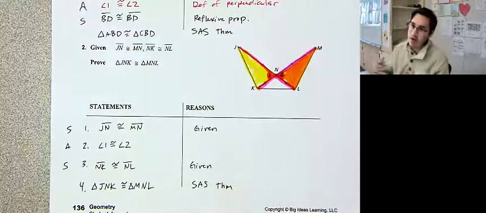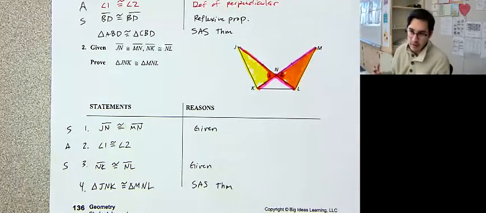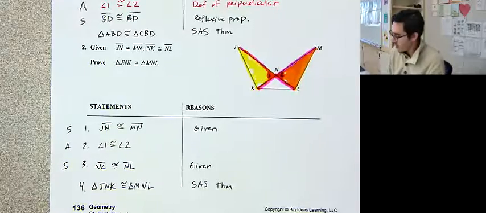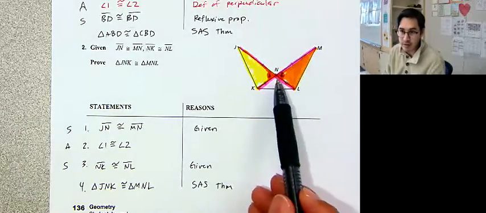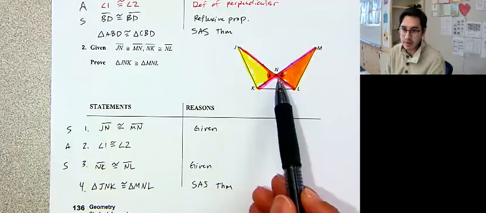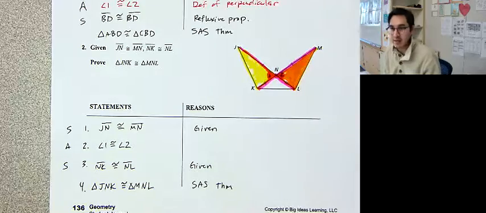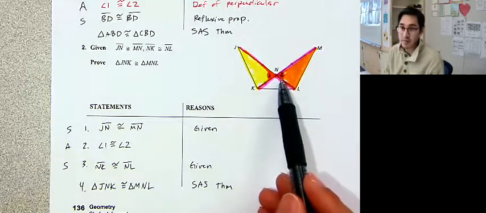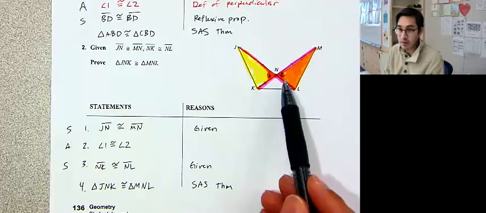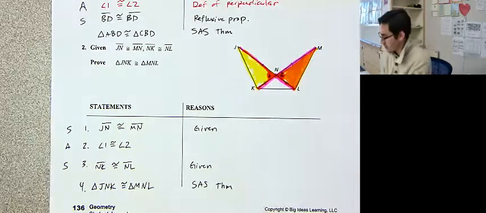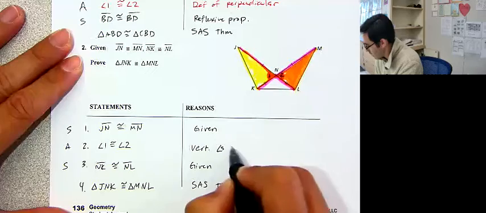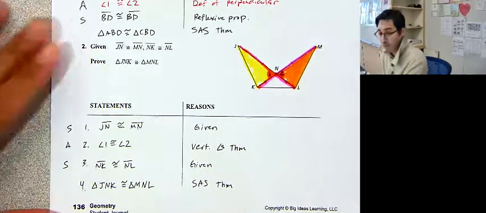Now I've got to reach into my toolbox, into my bag of tricks or my bag of theorems, and figure out what angle theorem tells me that these two angles are congruent. The answer is that these are vertical angles. Any two angles that are across from each other at the same vertex will be congruent, will have the same number of degrees. So I can write vertical angles theorem.